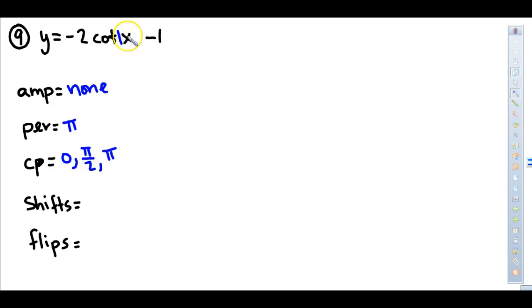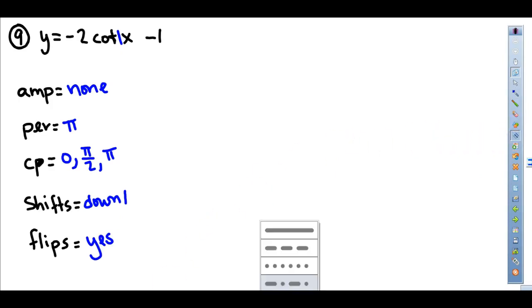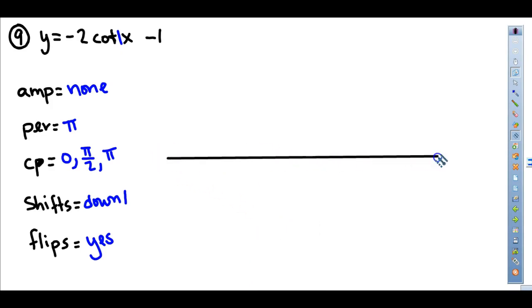Shifts, nothing horizontal, but we do have that minus 1 on the outside, so that means we're going to go down 1. And we are flipping because A is negative. Okay. So I know cotangent has an asymptote at the y-axis unless I have a horizontal shift. So I'm going to go ahead and dot the y-axis.